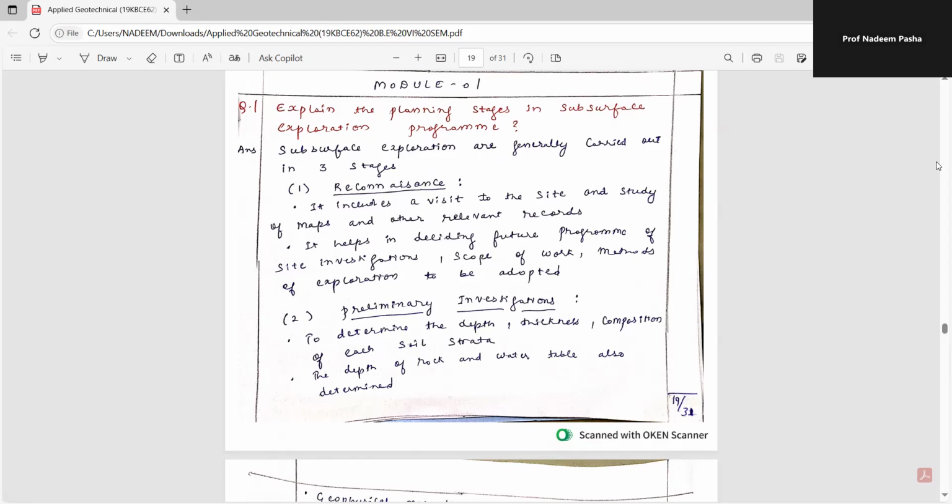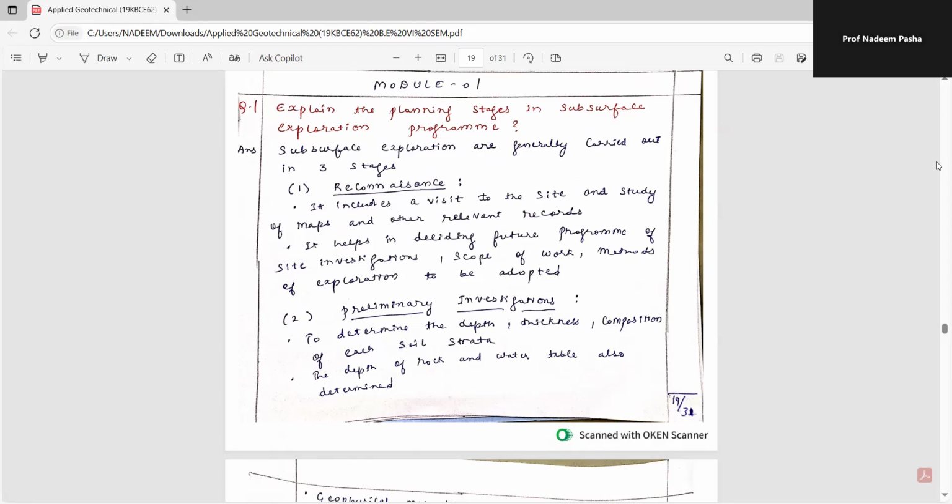So what is reconnaissance? It includes a visit to the site and study of maps and other relevant records. It helps in deciding future program of site investigation, scope of work, and methods of exploration to be adopted.